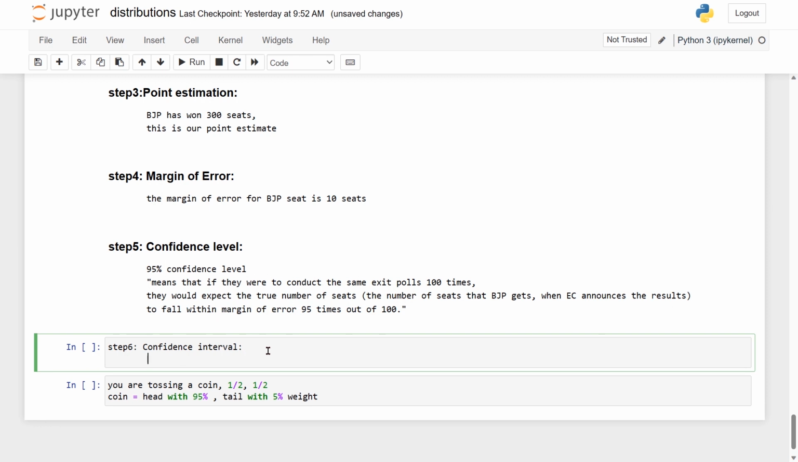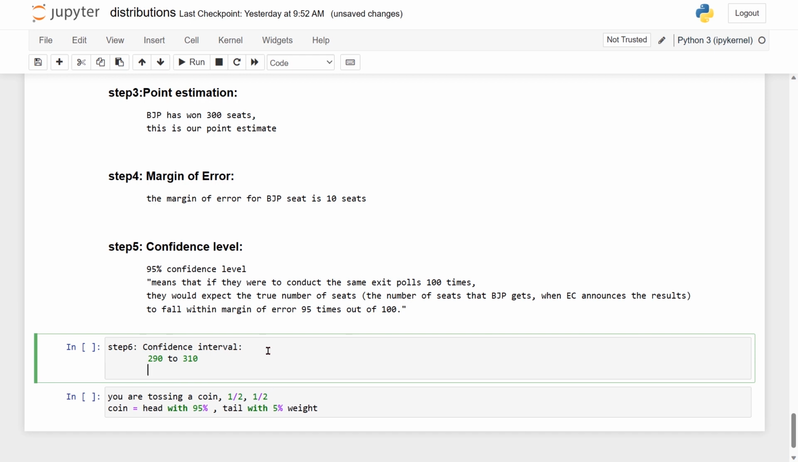So here anyway we are going with 300 plus or minus 10 seats. That means our confidence interval is between 290 to 310. Correct? So now what does it mean?